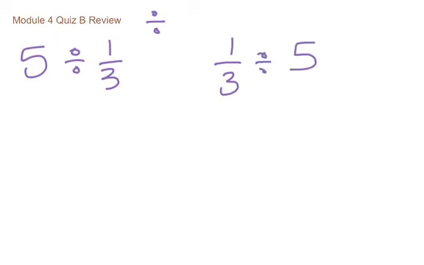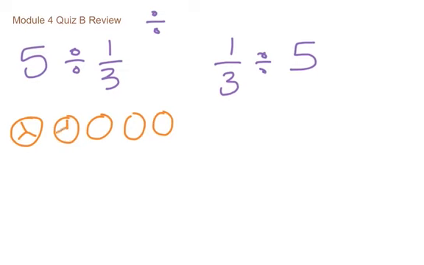These are different things. What the first one is saying is that I have 5 items, and I'm going to split them into thirds. And how many of these thirds do I have? Put it in the chat. How many total thirds do I have?